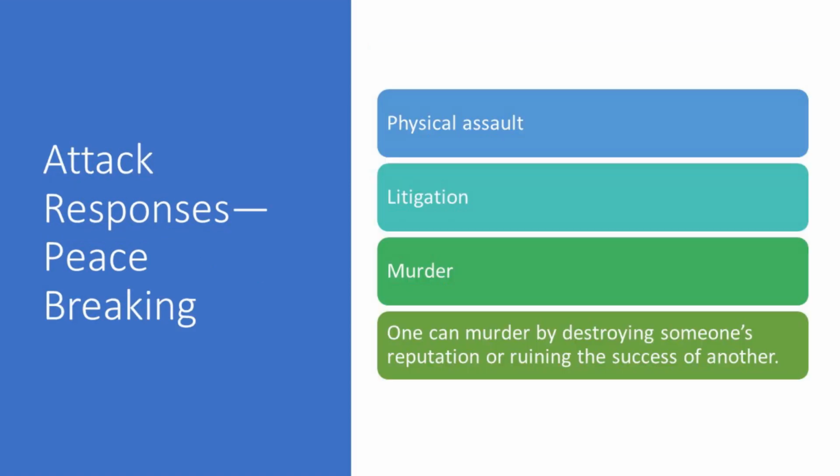The other side of the slippery slope includes the attack responses of physical assault, litigation, and murder. As with suicide, one does not have to actually commit murder to destroy someone. It can be done by murdering their reputation or speaking ill of someone or doing all one can to ruin the personal success of another. Ken Sande labels these approaches as peace breaking.